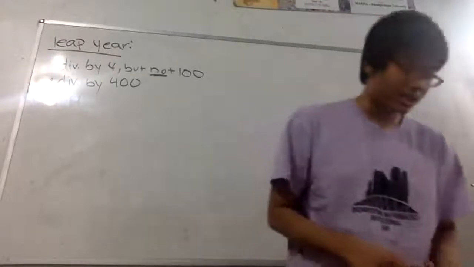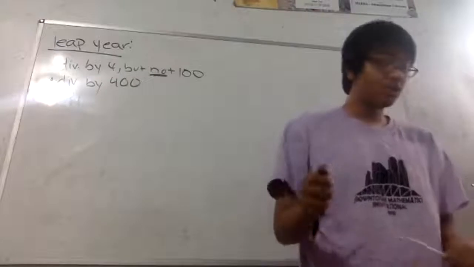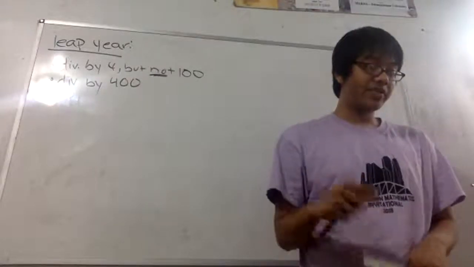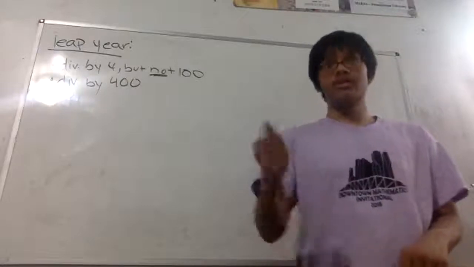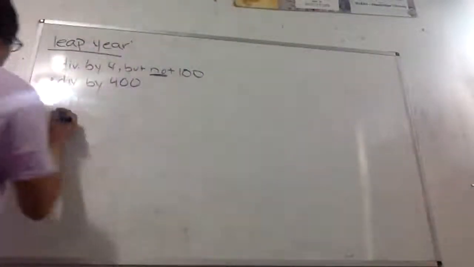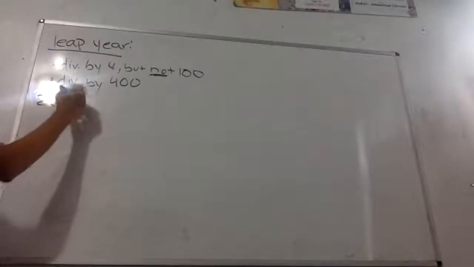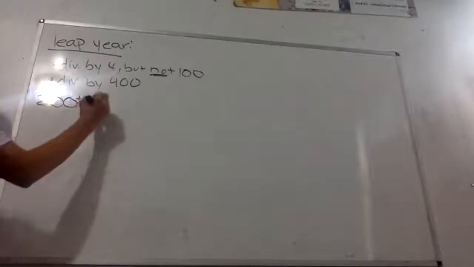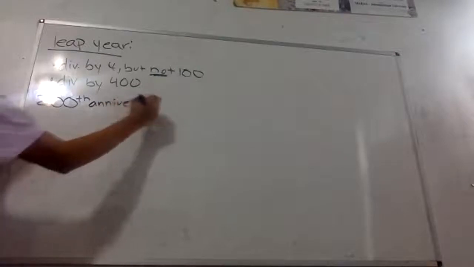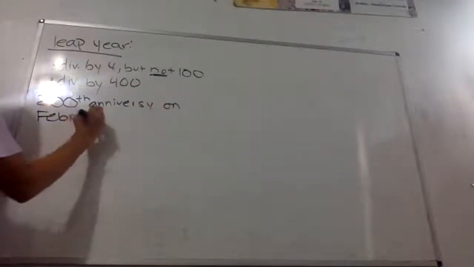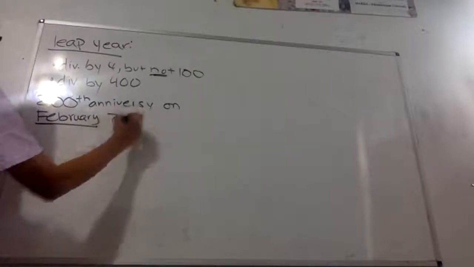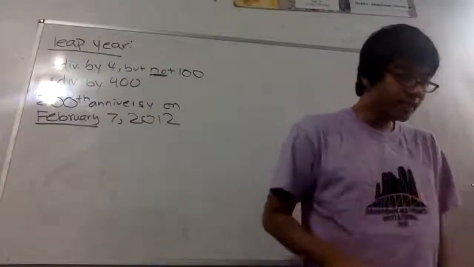What is the actual question? So we're told that the 200th anniversary of Charles Dickens' birthday was February 7, 2012. So let's write that down. The 200th anniversary on February 7, 2012. Now, we're told that this date is Tuesday.